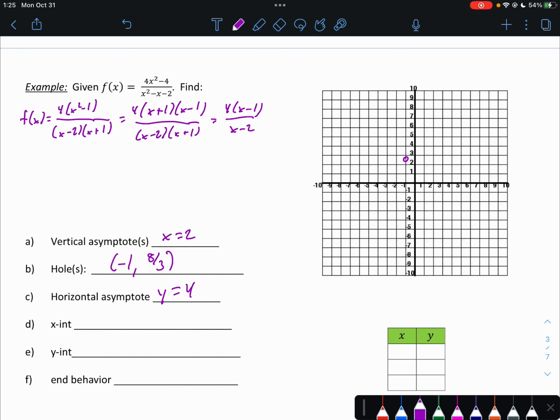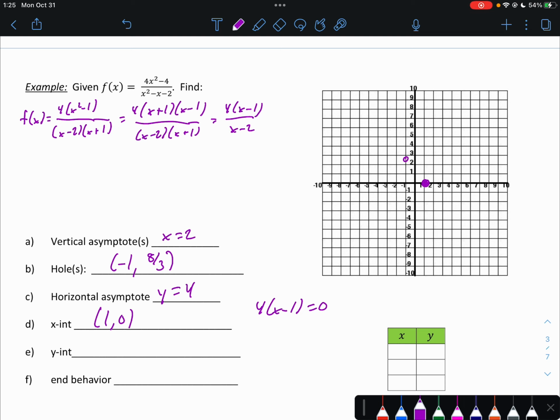X-intercepts, we'll set the numerator equal to 0, the simplified numerator. So this equal to 0. All right, we get 4 times x minus 1 equals 0. That will happen at 1. So 1 comma 0. Put that point in the graph here.